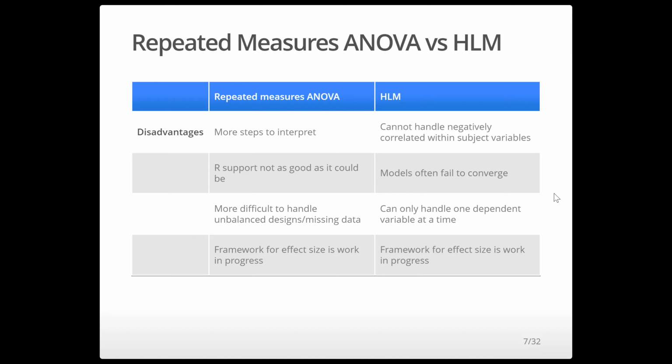And one thing they both have in common is that the framework for effect size is still a work in progress. Just like repeated measures ANOVA and HLM, there's ongoing discussion about what the best way to think about effect size is. And this is something that's still sort of up in the air.